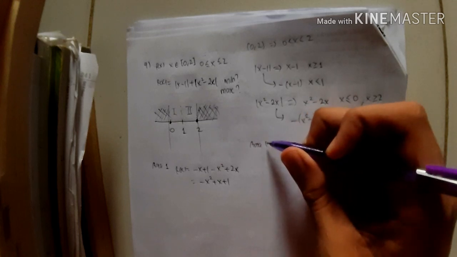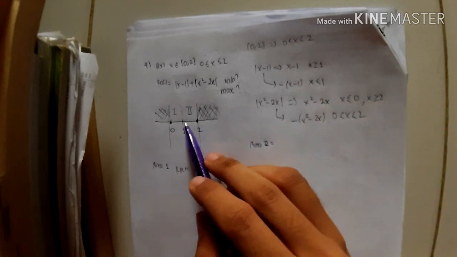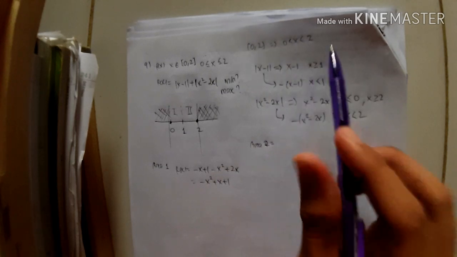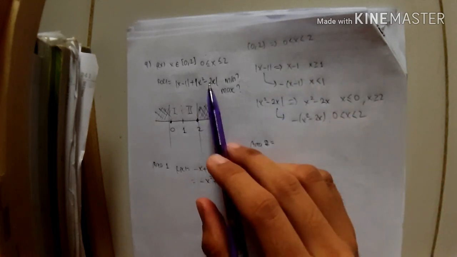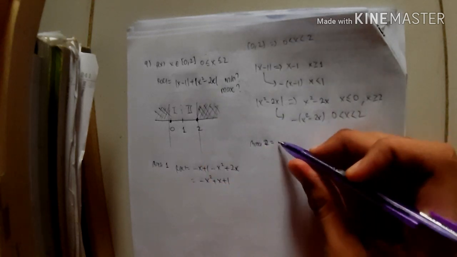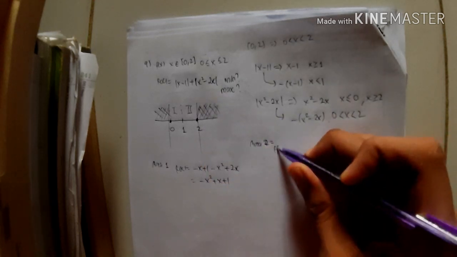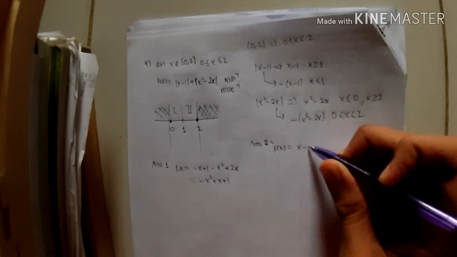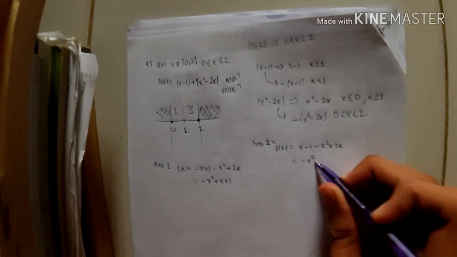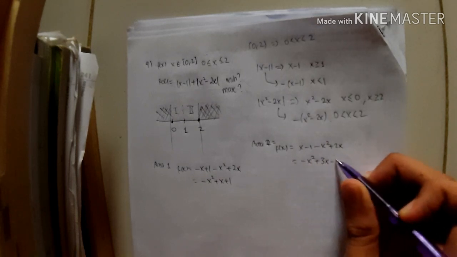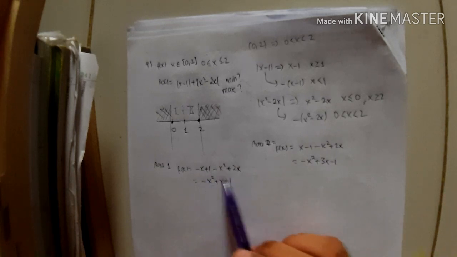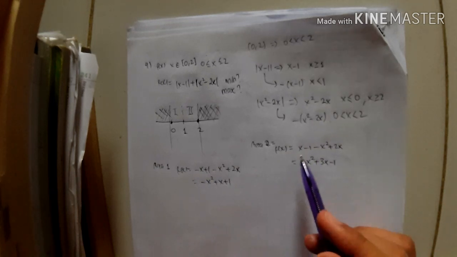And then for area 2, the content of x minus 1 is positive, right? And the content of x squared minus 2x is still negative, right? So in area 2, f(x) becomes x minus 1 minus x squared plus 2x, which is minus x squared plus 3x minus 1. And now, believe it or not, these two functions bear the same maximum value.